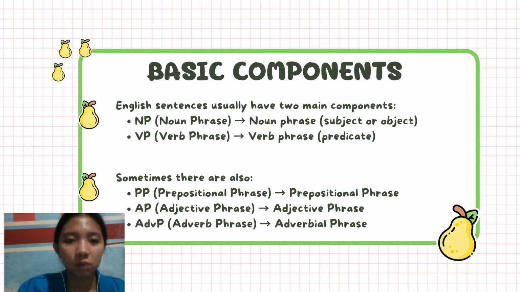Basic components. English sentences usually have two main components. NP as a noun phrase, in which there is a subject or object. VP as a verb phrase, in which there is a predicate. Sometimes there are also PP as prepositional phrase, AP as adjective phrase, and AdvP as adverb phrase, or adverbial phrase.